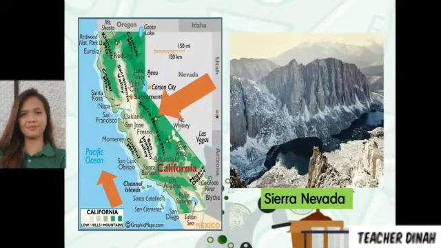So an example for continental to oceanic plate is the Sierra Nevada. As you can see in the map, the Sierra Nevada mountains is located near to the Pacific Ocean. So this oceanic plate subducts under the continental plate, and that is the reason why we have our Sierra Nevada mountains.